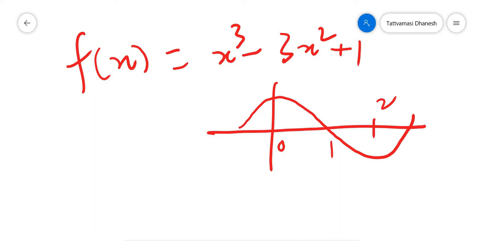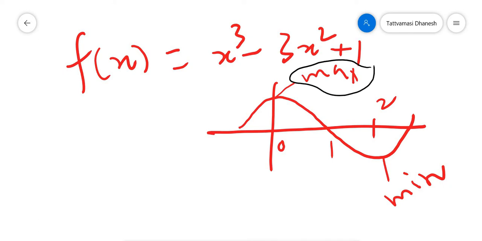From this graph, the function x cube minus 3x square plus 1 has a maximum and a minimum. This is the maximum, and this is the minimum. At x equal to 0, you have a maximum value, and at x equal to 2, you have a minimum value. When you plot it, you can understand it.